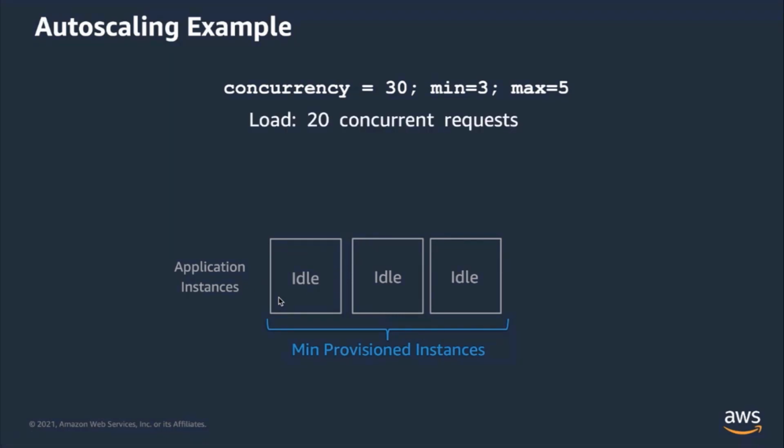And now we start to put some load on this service. Let's say we start by throwing 20 concurrent requests at this service. And because 20 is less than the concurrency of a single instance here, which is 30, we're basically going to activate one of those provisioned instances, and a single instance is enough to handle the 20 concurrent requests.